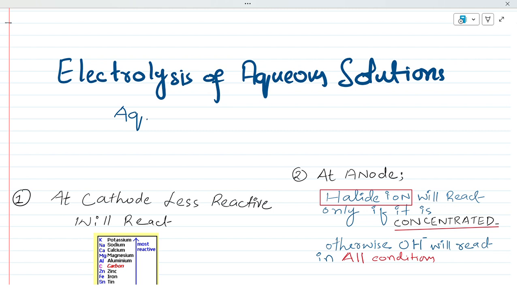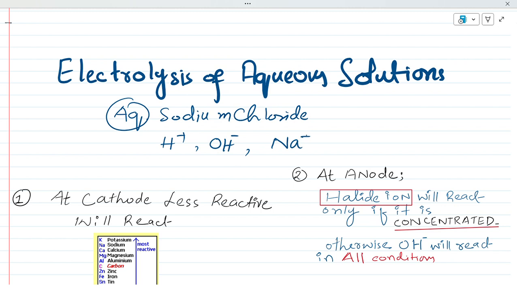If we have aqueous sodium chloride, the ions present in the aqueous sodium chloride will be 4 ions. Since it is aqueous, there will be the positive ion H+ and the OH- ion from water, and Na+ and Cl- from sodium chloride. So altogether there are 4 ions, 2 positive and 2 negative, whereas the reaction at each electrode will be from one of the positive and negative ions. Either the sodium ion is going to react or the hydrogen ion will be reacting at the negative electrode. Same is the case for chloride ion. Either chloride ion will be reacting or OH- ion will be reacting at the anode.